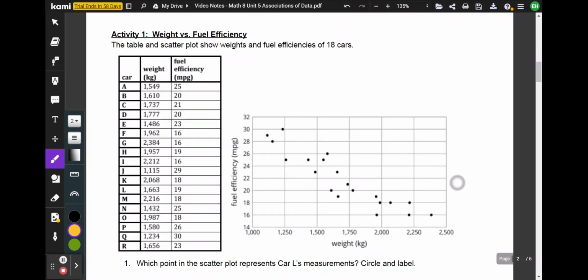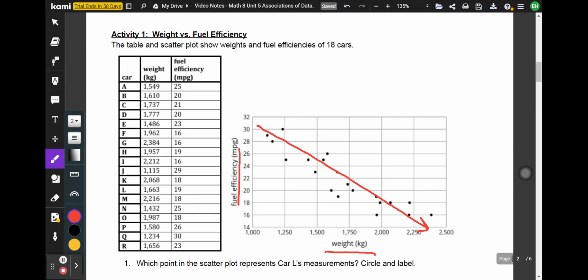Activity 2 says weight versus fuel efficiency. The table and the scatter plot show weight and fuel efficiency of 18 cars. Typically, the heavier your car, the less fuel efficient your car is. If you look at this graph, it looks like it's going in this downward trend, where the heavier your car, so here's your weight, the less fuel mileage that you get. So you have to fill up your tank more often.